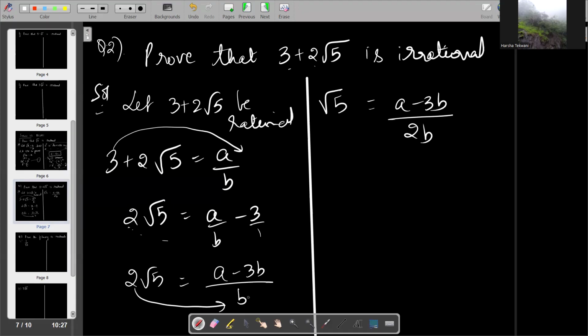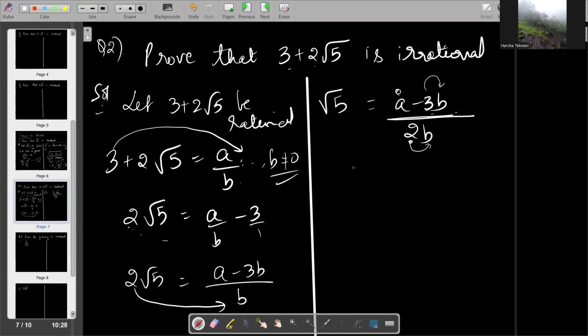Now look at the funniest part. Right hand side, we have a rational number. A and B were rational, isn't it? Yes. A and B both are rational, b not equal to 0. So if I multiply a rational number with a rational number, that will also be rational. If I multiply 2 with a rational number, that will also be rational. If I subtract and divide, that will be rational.